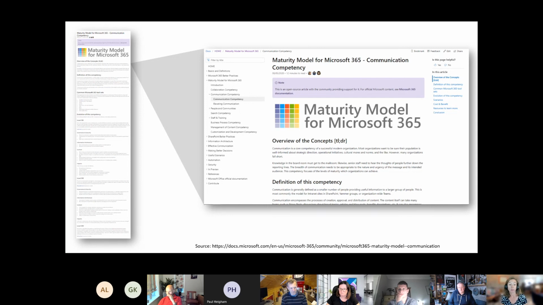Knowing I want to evaluate communication in my company, I can go look at this article and read the impacts of the different levels. I might even know to skip ahead and say, you know what, I want to have defined communication. What does that impact look like? I'm not necessarily reading it from A to Z, so I'm picking out the parts that matter to my organization.